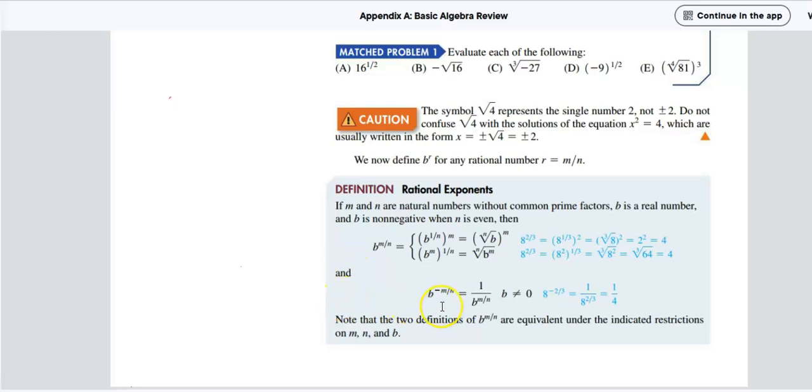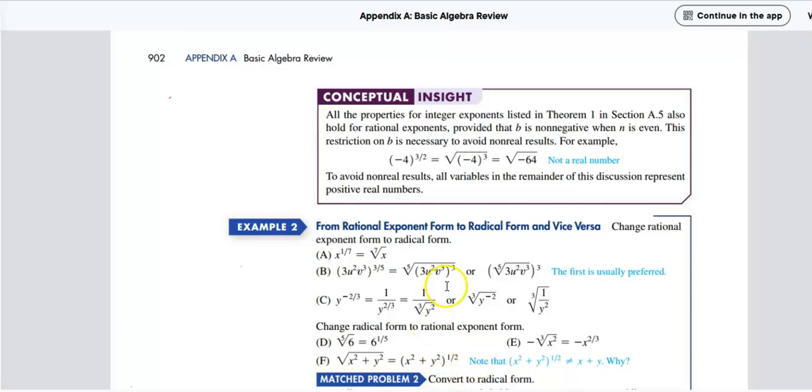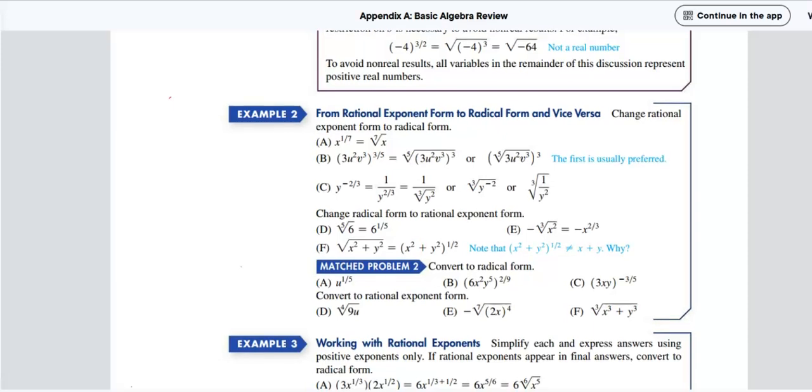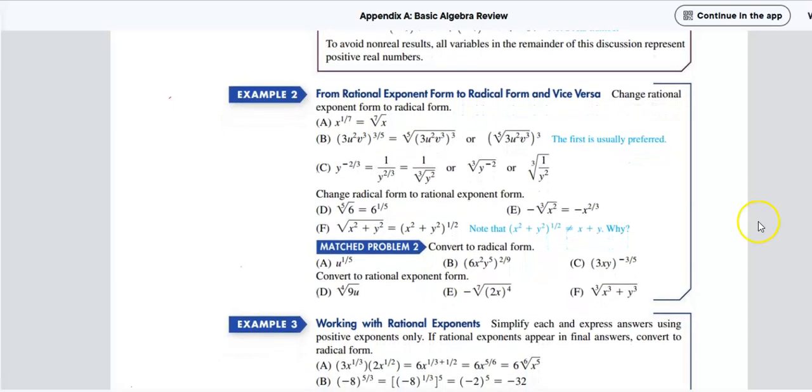Let's see if there's any more. Oh, when we get the negative. Okay. So let's look at our next page and we'll look at a couple of examples here when I have negative exponents along with my rational exponents. Y to the negative 2/3. Well, that's just going to be written as 1 over y to the 2/3, or in other words, 1 over the cube root of y squared.